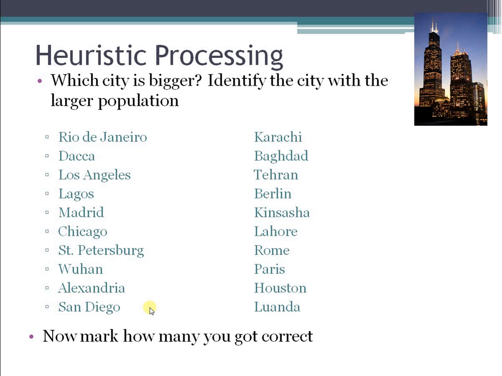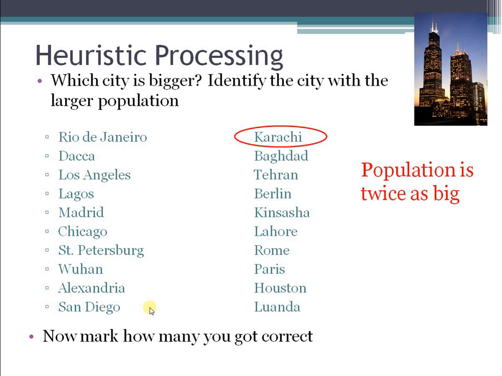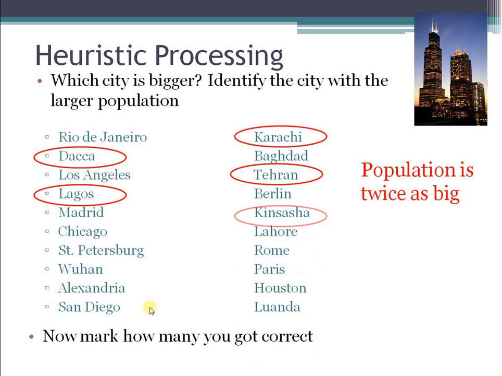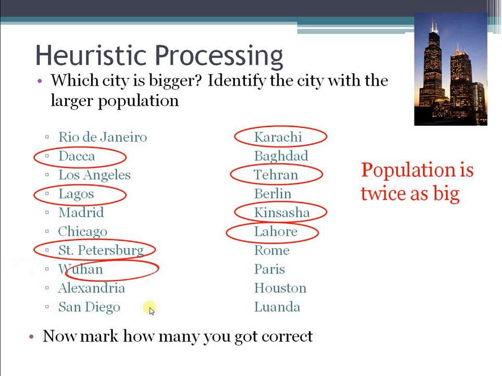So the next thing I'm going to do is tell you the answers. And what I want you to do is mark how many you got correct. So Karachi is twice as big as Rio. Dhaka is twice as big as Baghdad. Tehran is twice as big as Los Angeles. Lagos is twice as big as Berlin. Kinshasa is twice as big as Madrid. Lahore is bigger than Chicago. St. Petersburg is bigger than Rome. Wuhan is bigger than Paris. Alexandria is bigger than Houston. And Luanda is bigger than San Diego. Now mark how many you got correct.